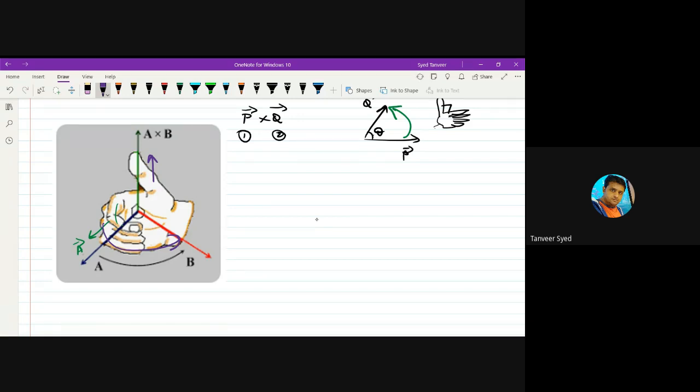Do you understand now? Sir, so is it always 90 degrees? Yes. Okay, sir. Does everyone understand how to apply the right hand rule?